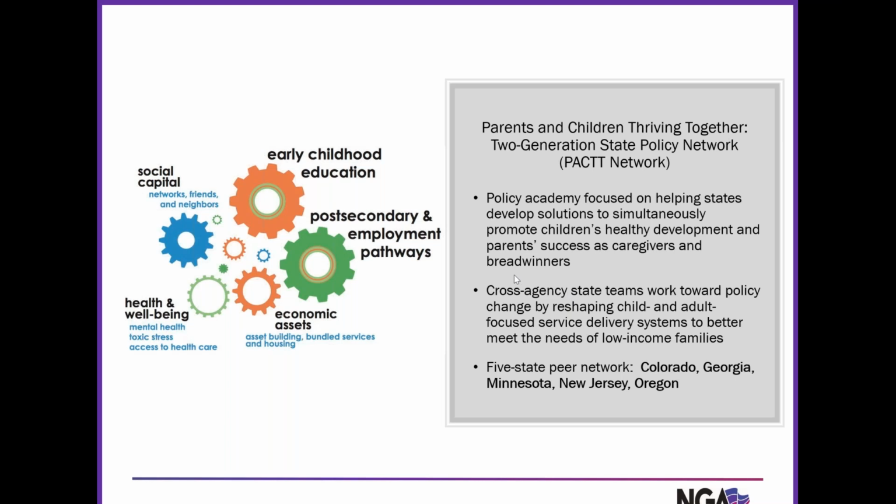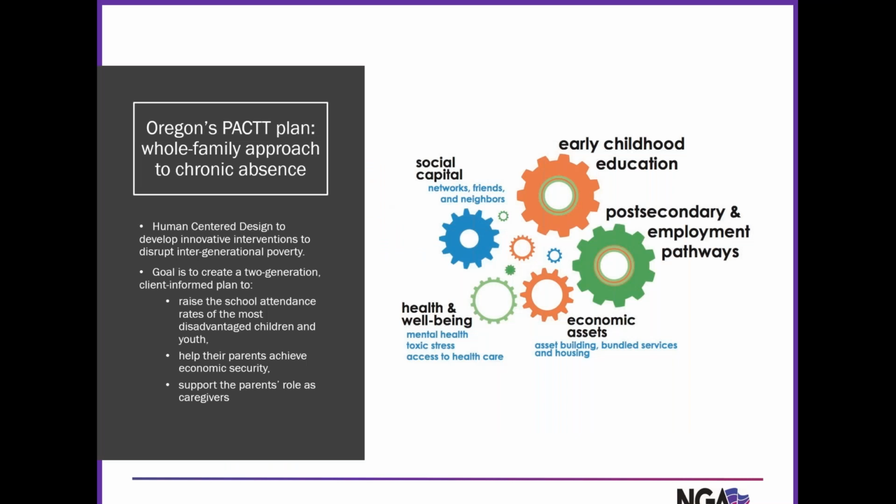We're currently administering a 2-year intensive TA activity, a policy academy, with a set of 5 states that were competitively selected based on their innovative proposals for 2-gen strategies for systems change and gubernatorial support. Those 5 states include Colorado, Georgia, Minnesota, New Jersey, and Oregon. At the directive of their governor, each state has developed robust cross-agency state teams that work toward policy change by reshaping child and adult-focused delivery systems to better meet the needs of low-income families.